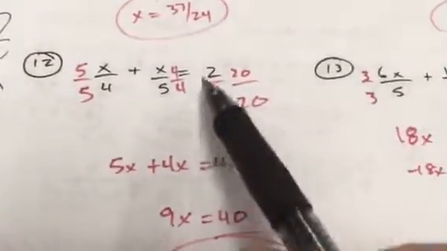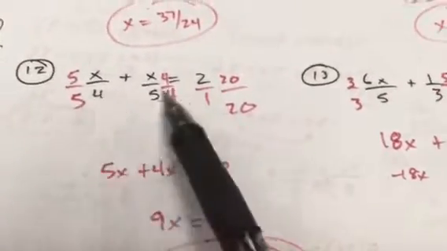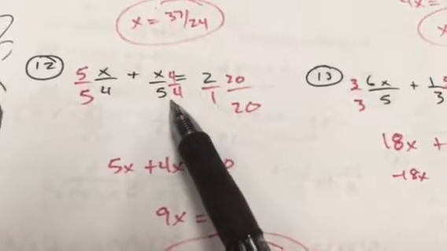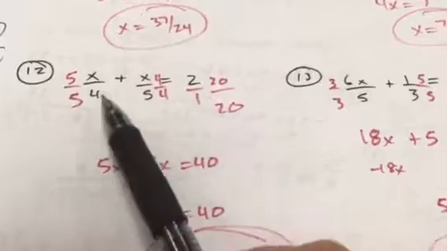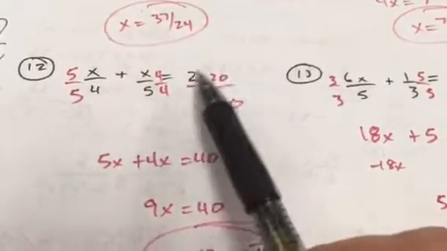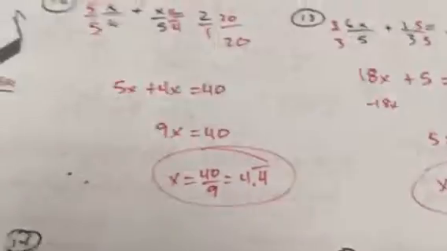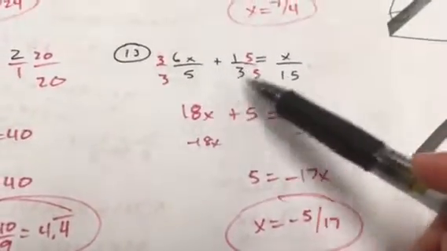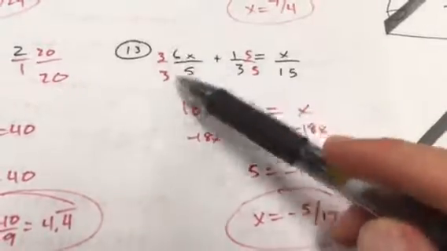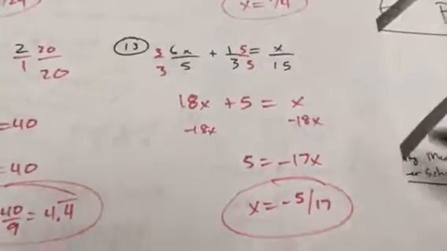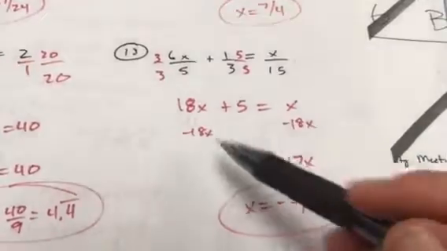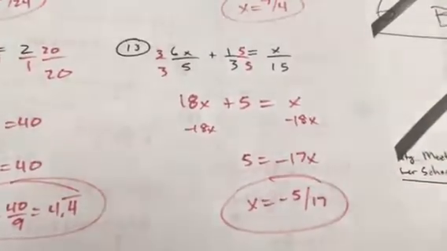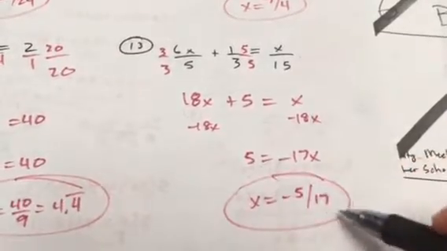Number 12, folks, call 2 over 1. 4 and 5, if you multiply them by each other, can be made into 20. So that means I got to multiply 1 by 20. 5x plus 4x equals 2 times 20, 40. All right, and on 13, folks, I can make 5, 3, and 15 into 15. Give this 3 over 3. Give this 5 over 5. You have 18x plus 5 is x. Subtract 18x from both sides. 5 equals negative 17x. Divide both sides by negative 17.